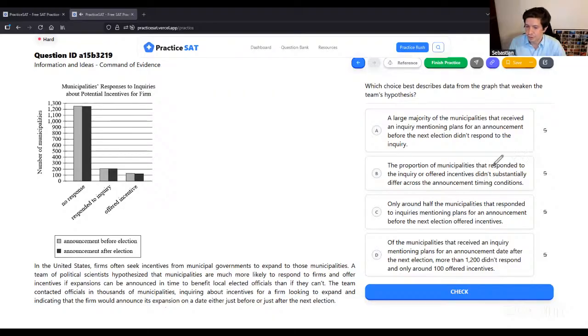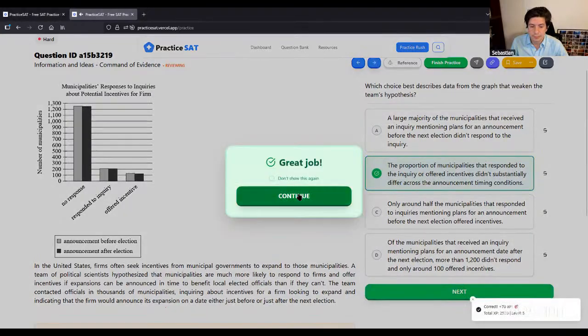I feel like B is stronger. Only around half the municipalities that responded to inquiries mentioning plans for announcement before the next election offered incentives. It's not about the incentives, it's about the timing. Of the municipalities that received an inquiry mentioning plans for an announcement date after the next election, more than 1,200 didn't respond and only around 100 offered incentives. Again, not that, because we want timing conditions. So it's going to be B.